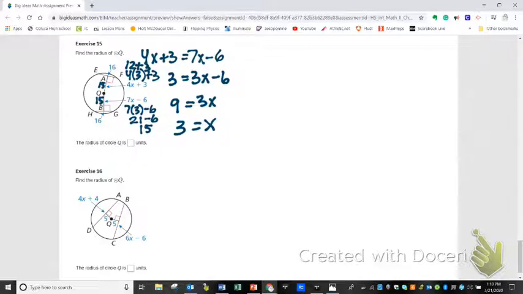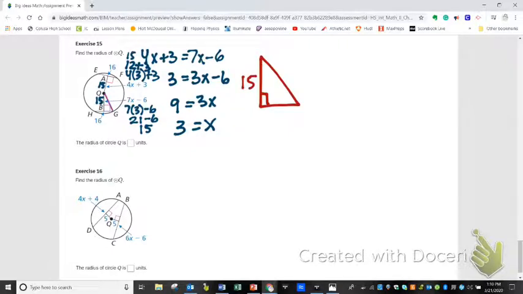Even though we've done this much work in the problem, we still don't know what the radius is. The radius is going to be the distance from Q to G, or Q to H, or Q to any other point on the circle. So if we want to find that radius, we're going to have a right triangle that looks like this. The distance that we just calculated was 15.